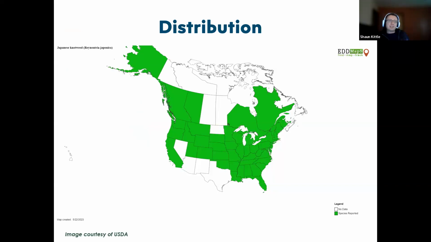Distribution is pretty much everywhere. As you can see on this map, it's located in most of the US and Canada at this point. And keep in mind, these are confirmed reports of where it exists. So it could be in some of those other states now or provinces. Knotweed is believed to have been introduced to the US in the late 1800s for use as an ornamental plant. And since then, it's been reported and confirmed in all of these places that are in green here on the map. Okay, next slide.